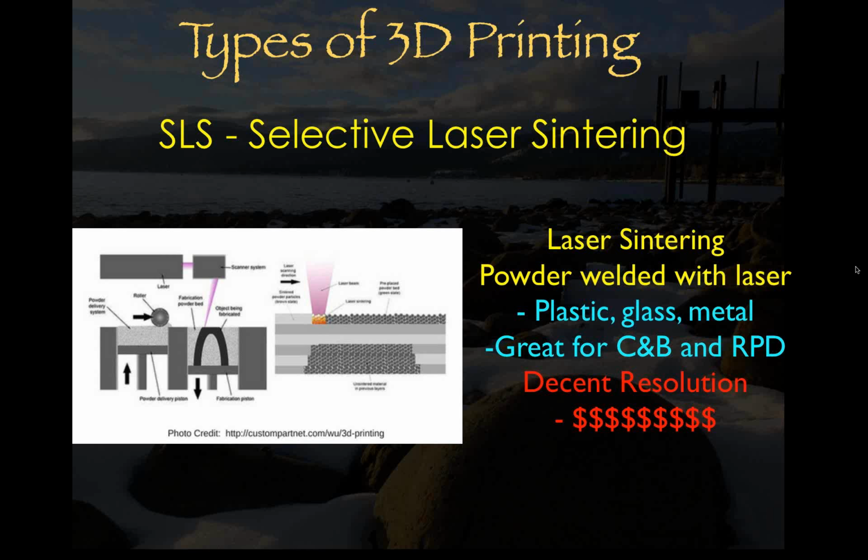A lot of people are having their non-precious copings produced this way from their digital designs because casting some of the non-precious alloys is not the easiest thing in the world. The accuracy is good, the resolution is good, and you can print things other than metal: plastic, glass, partial frames, all kinds of things.